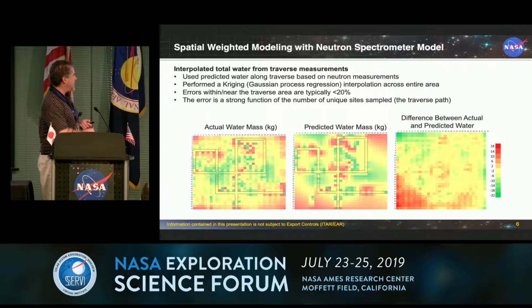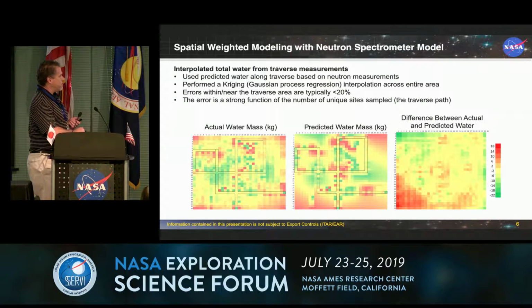But from just that data, I can use a number of various Gaussian regression techniques. This particular case I use Kriging, to interpolate across this entire area. And that's what shows here. So this predicted water mass map is generated only from data along this traverse. And if you squint, I'm actually quite impressed that it does that well. And this shows the difference between the actual and predicted water. And not surprisingly, where you are getting further away from your traverse, you're going to have higher and higher uncertainties or errors in the prediction.